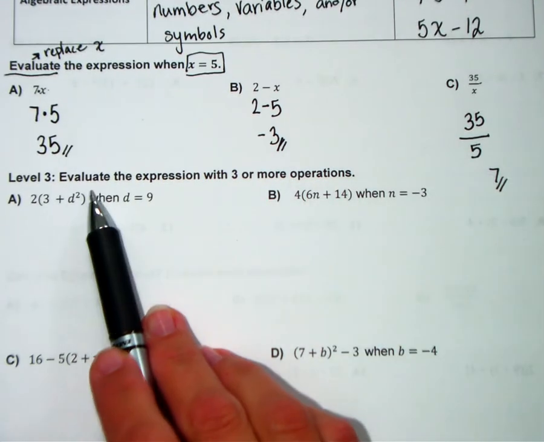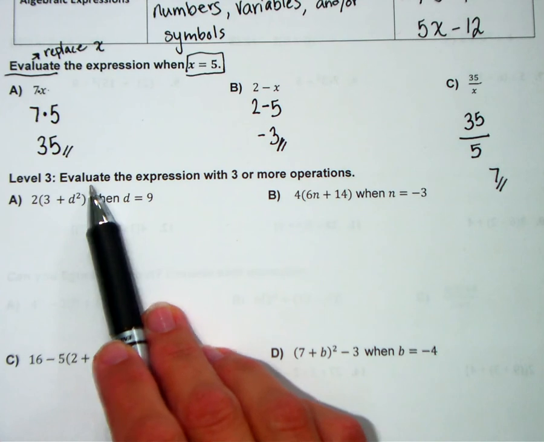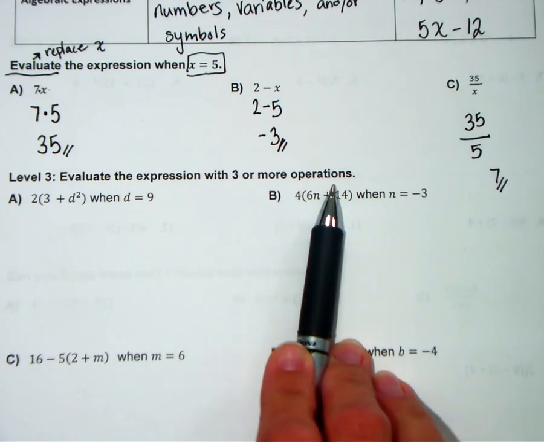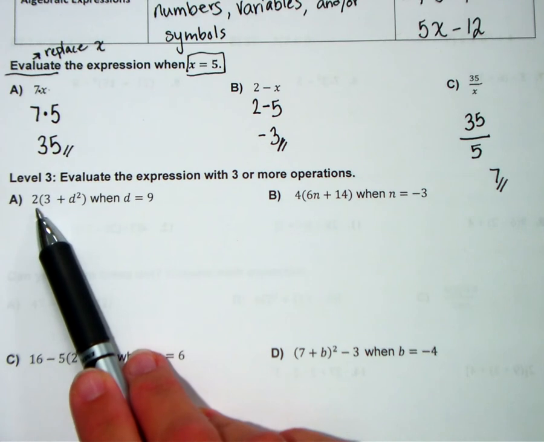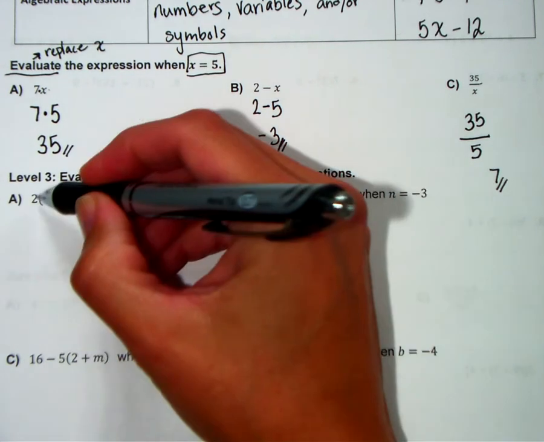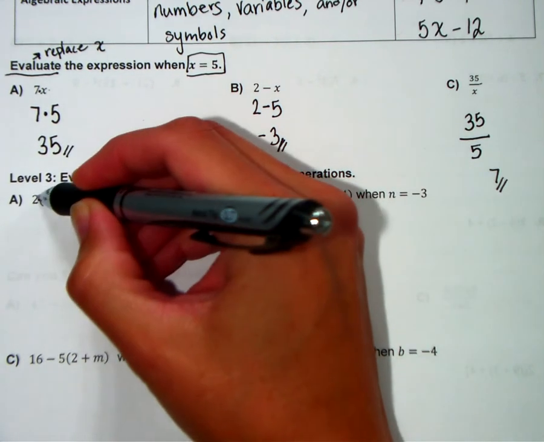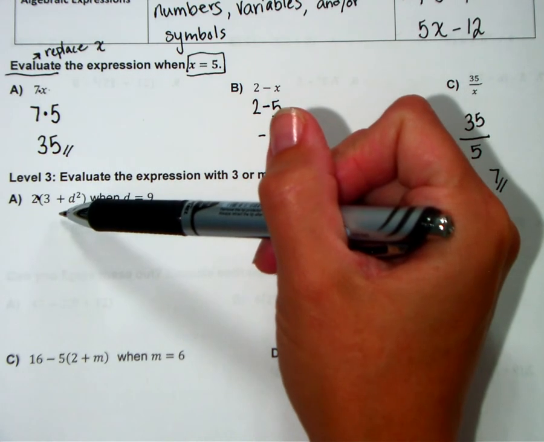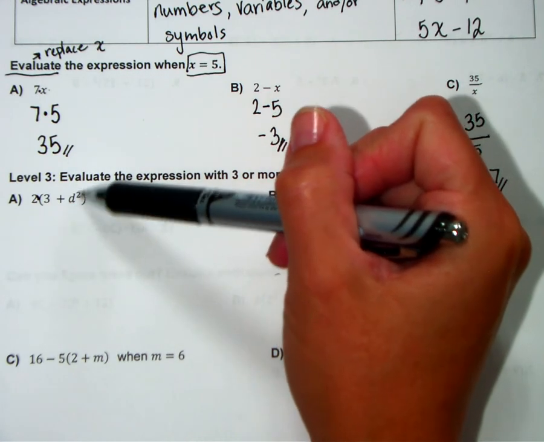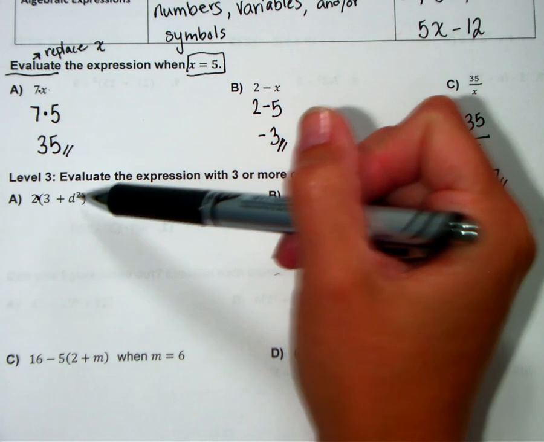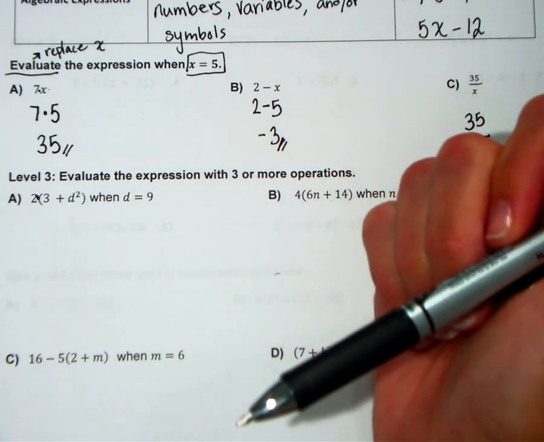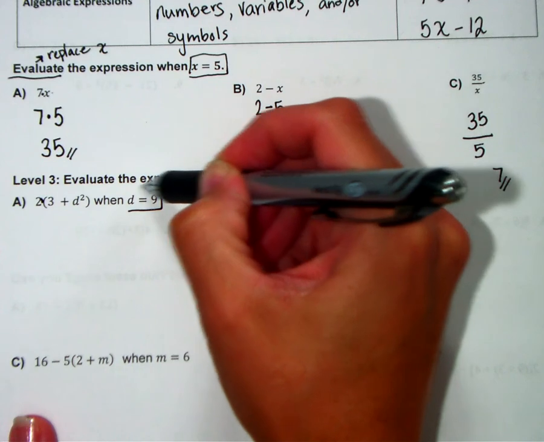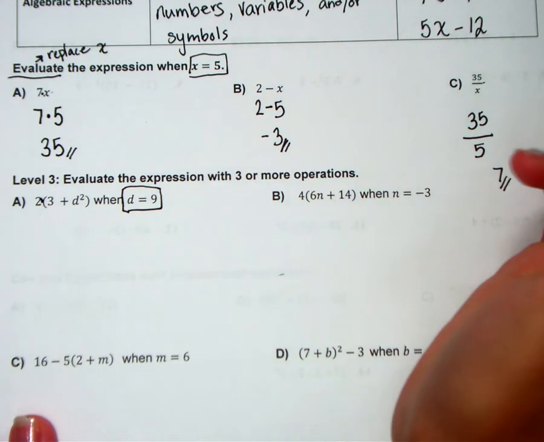Level 3, you have to be able to evaluate with 3 or more operations. Okay, so here, right next to this 2, I have multiplication, so that's 1 operation. I have addition inside the parentheses, so that's 2 operations. And then I have squared, so that's my 3rd operation. Okay, but we are going to replace the letter D with the number 9, and then we're going to follow through our order of operations.